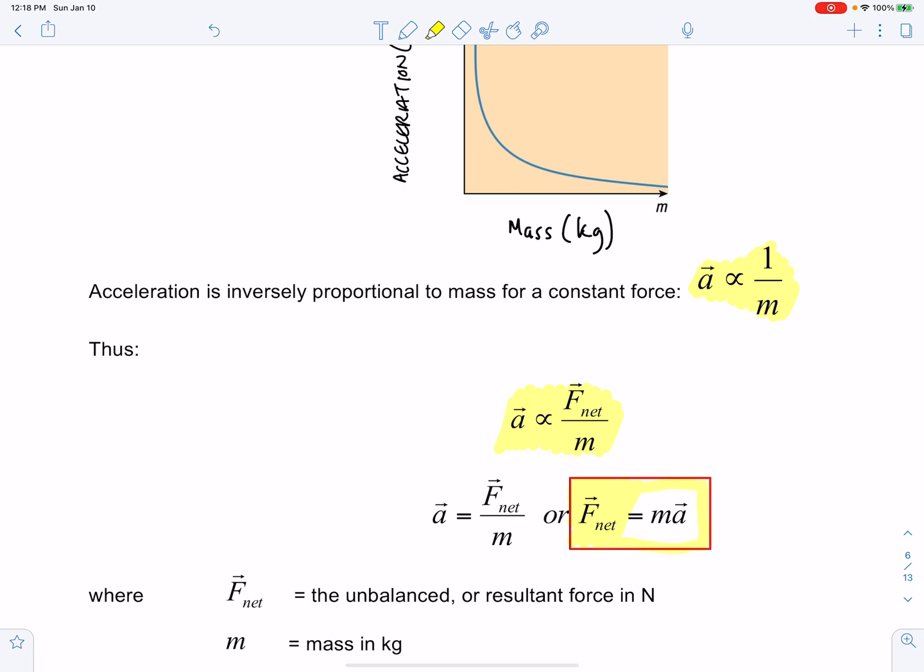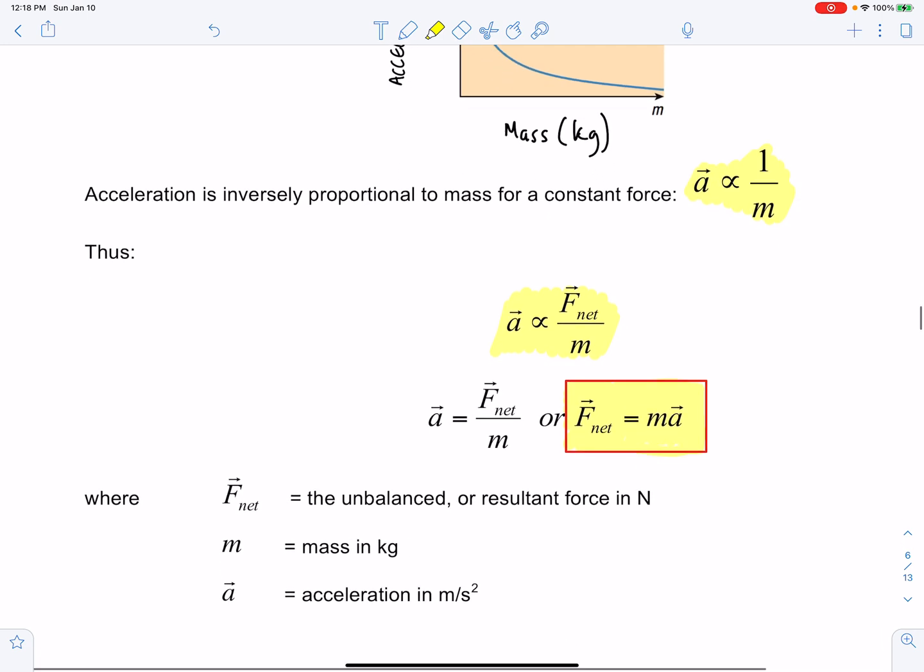This equation is the most important equation for studying Newton's second law. And it's also quietly a summary of Newton's second law, and I'll explain that when we actually express Newton's second law. So net force is the unbalanced or resultant or total force measured in newtons, m is the mass measured in kilograms, and a is the acceleration in meters per second squared.